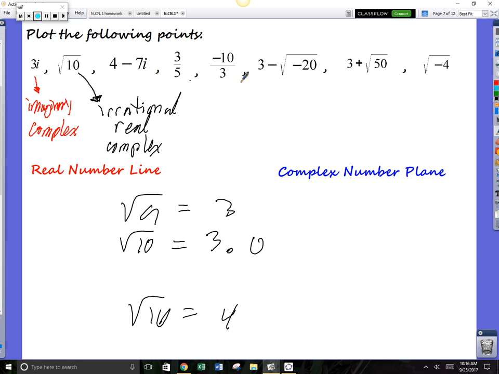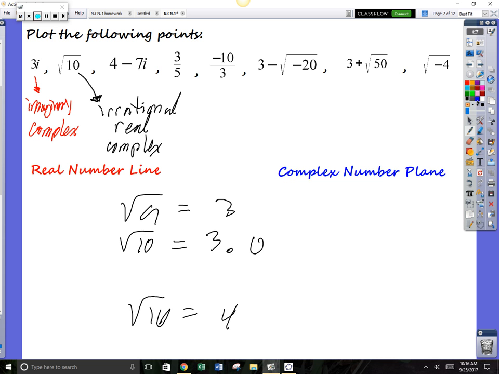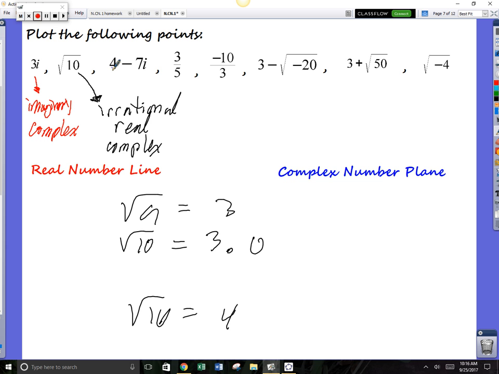Okay, now let's look at this third one. We've got 4 reals minus 7 imaginaries. So we got some reals and we got some imaginaries. So if you got to guess how to classify this, 4 reals and minus 7 imaginaries, Carlos, what are you guessing? That would be classified as complex.